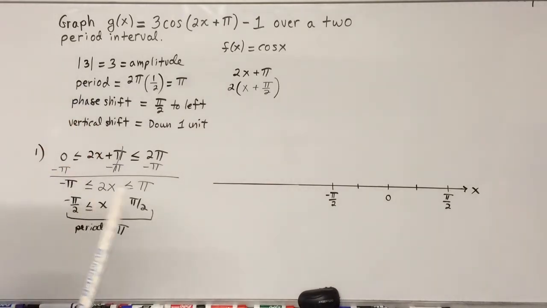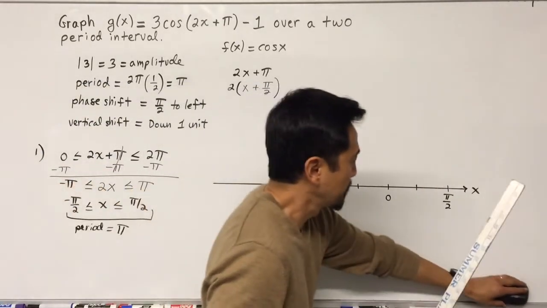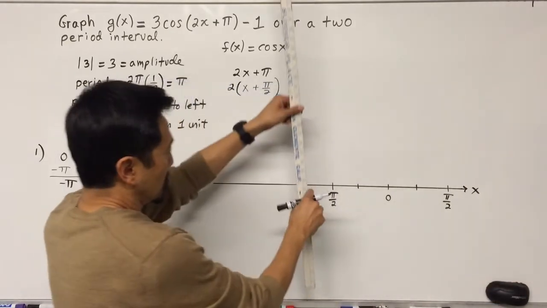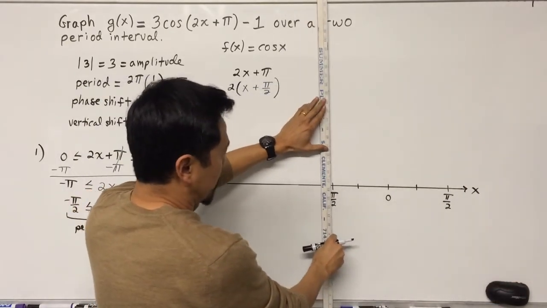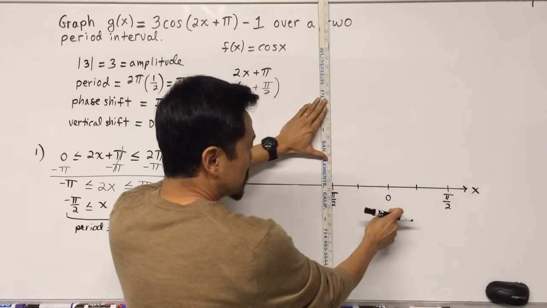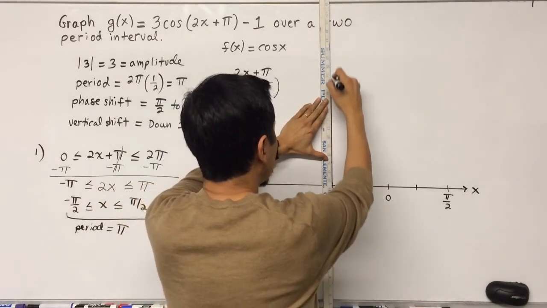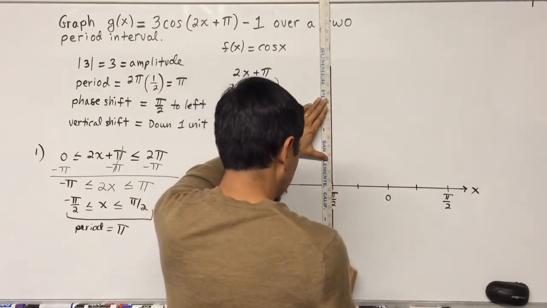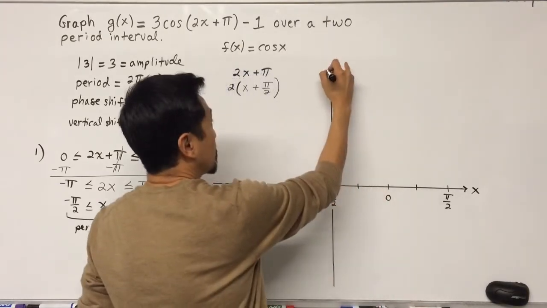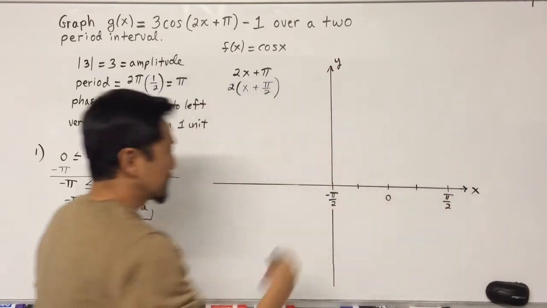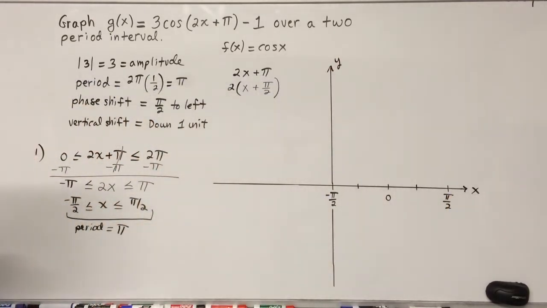Okay, now what I'm going to do is I'm going to place my ruler here at the left endpoint. You could put it at 0 if you like. I always put mine at the left endpoint. And now I'm going to draw my y-axis. Okay, there's the x-axis and now the y. And we need to figure out what is the range. What is the range for this cosine function?